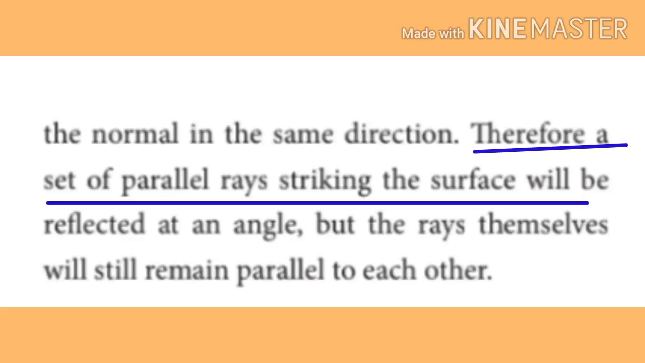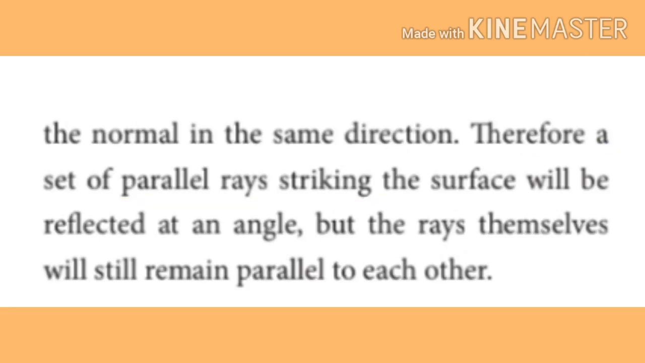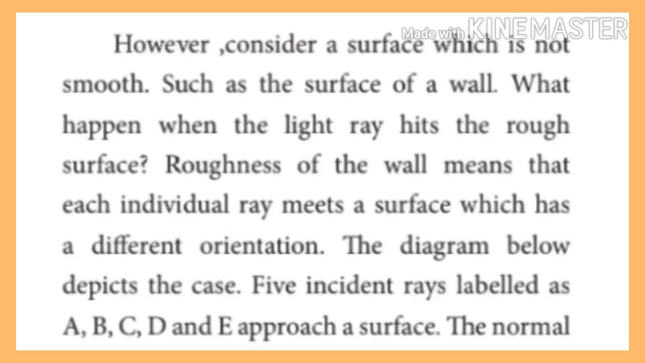Therefore, a set of parallel rays striking the surface will be reflected at an angle, but the rays themselves will still remain parallel to each other. However, consider a surface which is not smooth, such as the surface of a wall. What happens when a light ray hits the rough surface? Roughness of the wall means that each individual ray meets a surface which has a different orientation. The diagram below depicts the case.